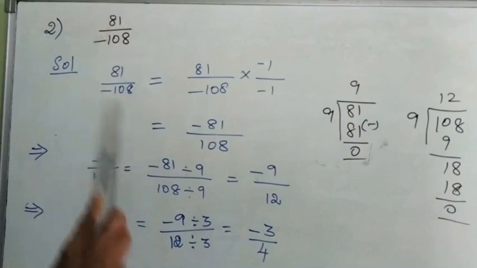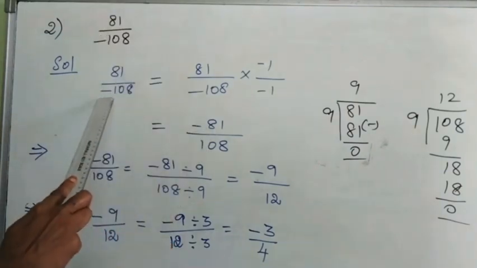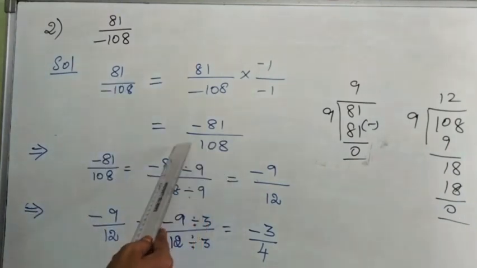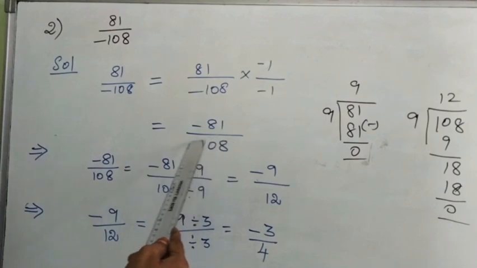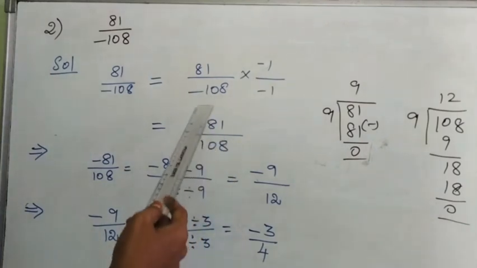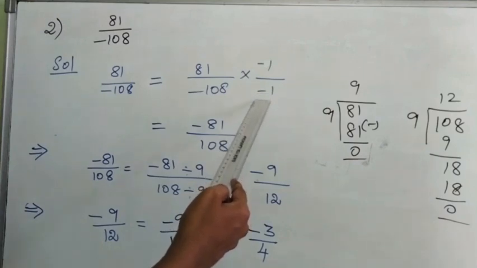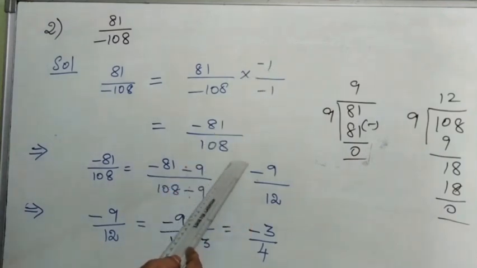So the standard formula first: in the rational numbers given, if the denominator has a minus sign, we convert it so that it becomes a positive denominator. To make the denominator positive, we have to multiply the numerator and denominator by minus 1. This is the first step. Okay.